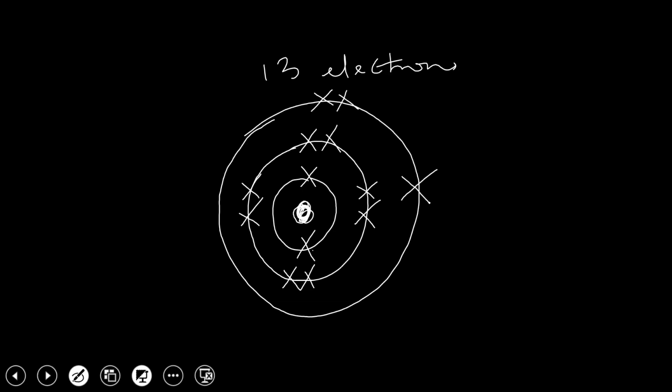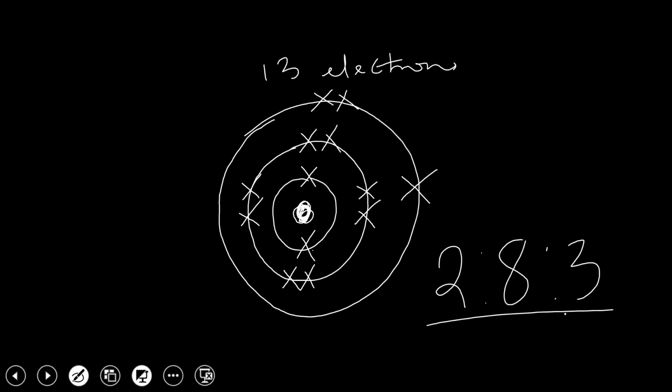So when you're writing the electron configuration, start from inside. It has 2 electrons, then 8 electrons, then 3 electrons. So this is the electron configuration of that element, 2, 8, 3. We don't consider the number of neutrons. Those who got 14 considered the number of neutrons. When you're writing the electron configuration, you consider the number of electrons, not the number of neutrons.